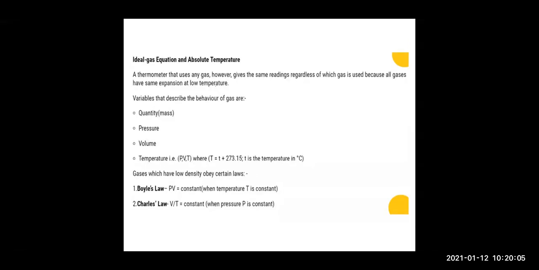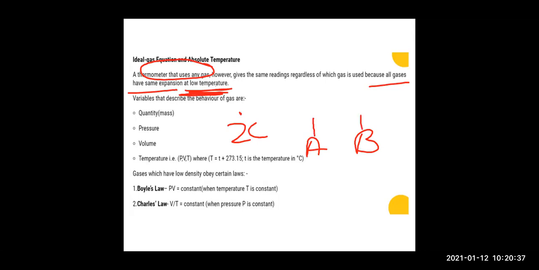Now, this is very important, children. Ideal gas equation and absolute temperature. So children, if you use gas in a thermometer, at low pressure and very low temperature, all the gases behave the same way. All the gases will have the same expansion. As much as gas A expands, gas B will expand the same; for about, suppose, a 2 degree centigrade temperature increase, the expansion in both will be the same at low temperature.